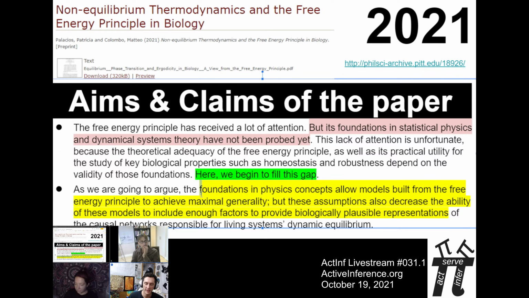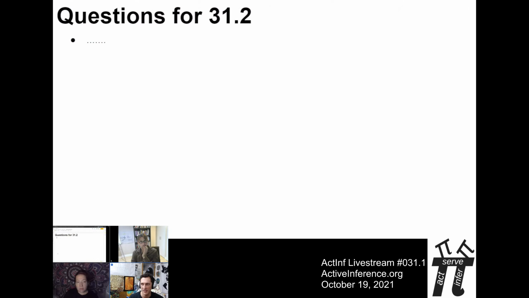And then the main argument of the paper, and one of the big ideas that'll be really cool to talk about, is that the foundations in physics allow the FEP models to be maximally general, to describe across systems. But in the authors' words, these assumptions also decrease the ability of FEP models to include enough factors to provide biologically plausible representations for living systems and the way that they are in the world. So, big idea, physical and physics grounding of FEP and what that says about the theoretical adequacy as well as the practical utility. And then this idea of generalization, and if we overgeneralize, do we sort of leave behind some of the features that we wanted to explain in the first place?